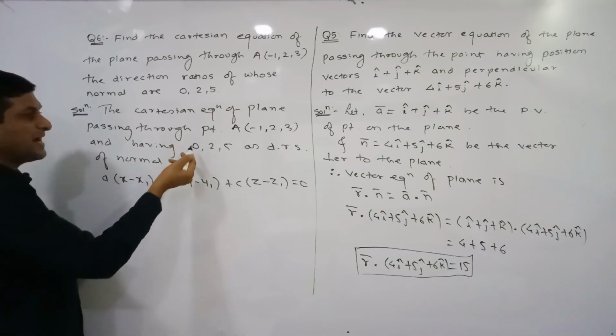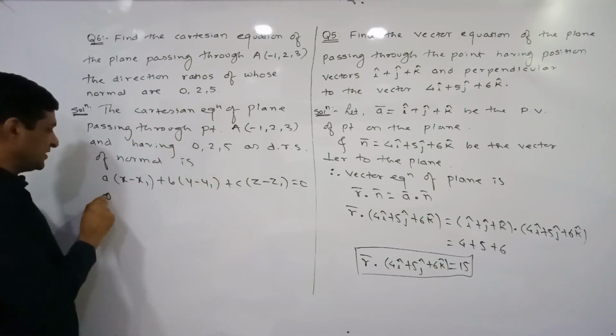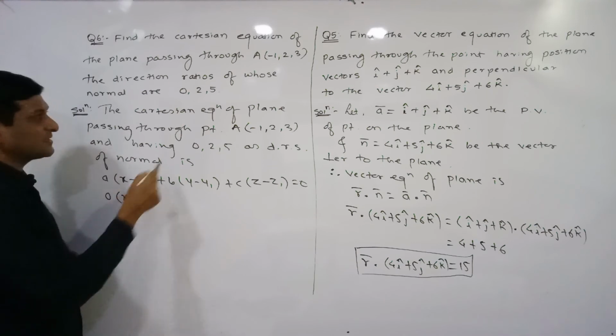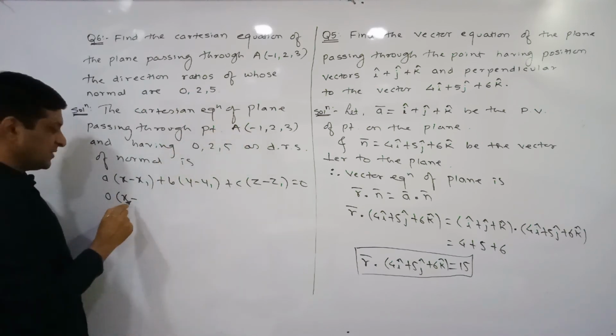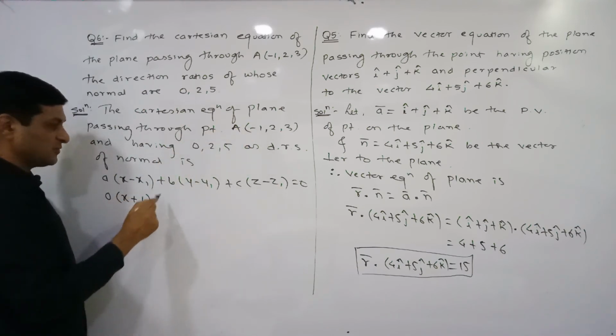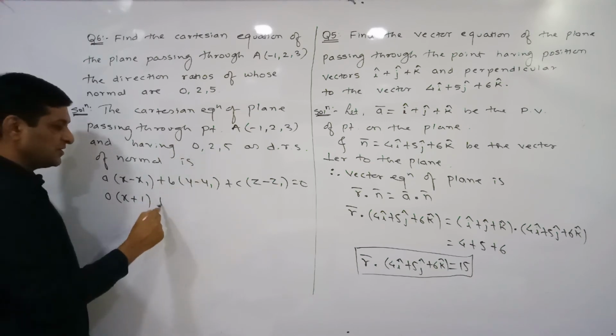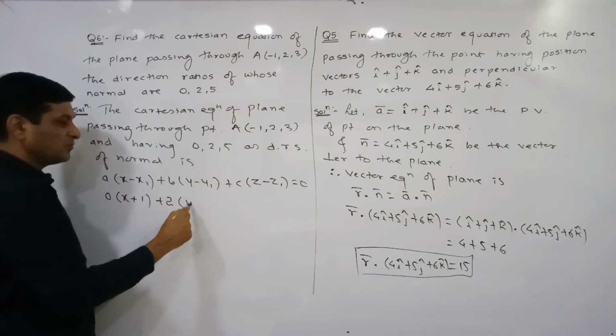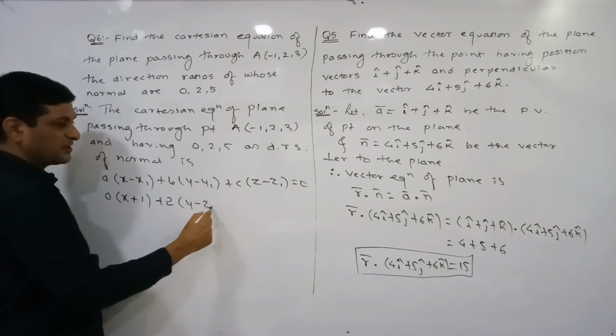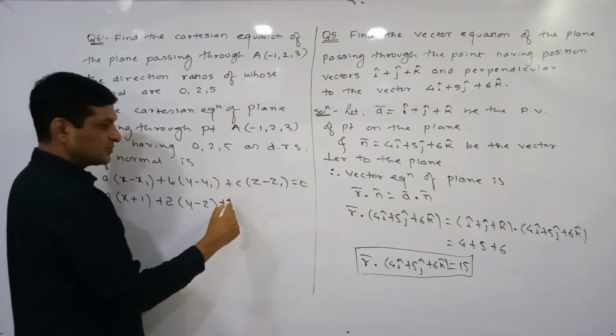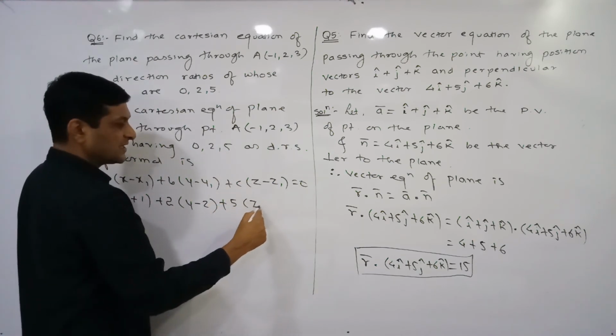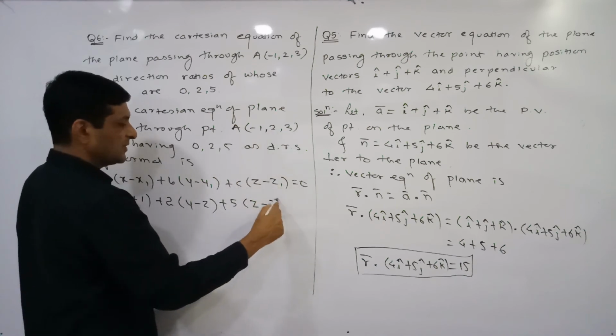So replace a by its value. What is the value of a here? 0 into x minus x1. What is the value of x1? Minus 1, minus, and this minus will become plus 1. Plus b into, b is what here? 2 into y minus y1. y1 is what here? 2. Plus c, what is c here? 5 into z minus z1. z1 is equal to 3.